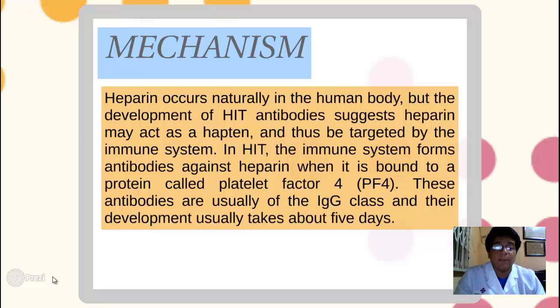In HIT, the immune system forms antibodies against heparin when it is bound to a protein called platelet factor 4, PF4. These antibodies are usually of the IgG class and their development usually takes about 5 days.